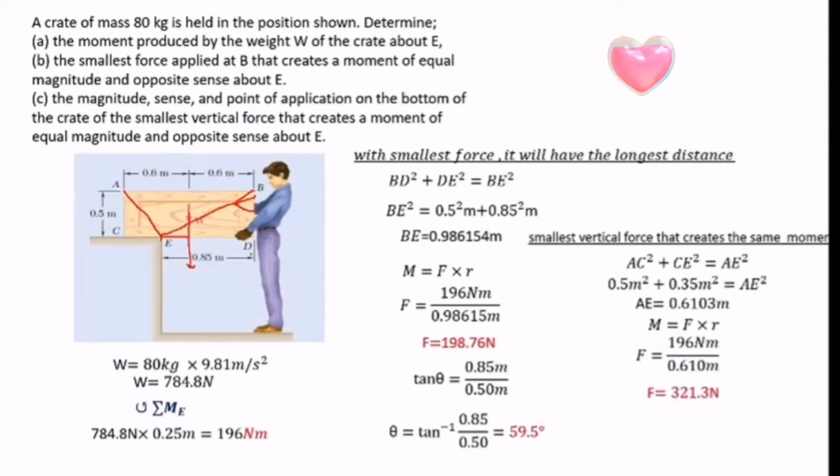After that, they ask us to find the sense, so the angle will be here. Using tan, you can still do that, which is opposite over adjacent. So tan theta is equal to 0.35 meters over 0.50 meters, which will give you theta being equal to 35 degrees. So this is how to solve. With this, you need to bring analysis and note that with the smallest force, it will have the longest distance, and with the largest force, it will have the smallest distance.